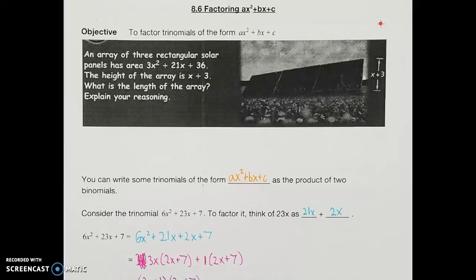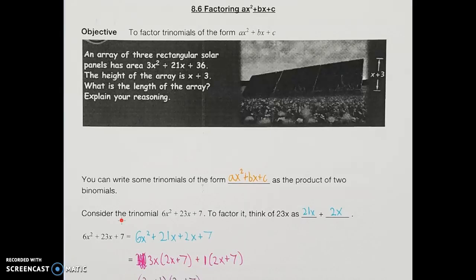So we've already looked into a little bit of factoring trinomials in section 8.5. In section 8.6, we're going a little bit further in factoring different sorts of trinomials, and that would be ax squared plus bx plus c. That basically means we're going to have a coefficient in front as well as a coefficient for the last term and a constant. So again, we can write some trinomials of this form, ax squared plus bx plus c, as the product of two binomials. So that's when they're asking for it in factored form.